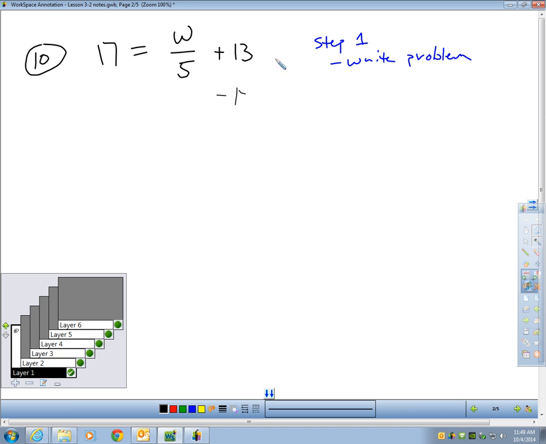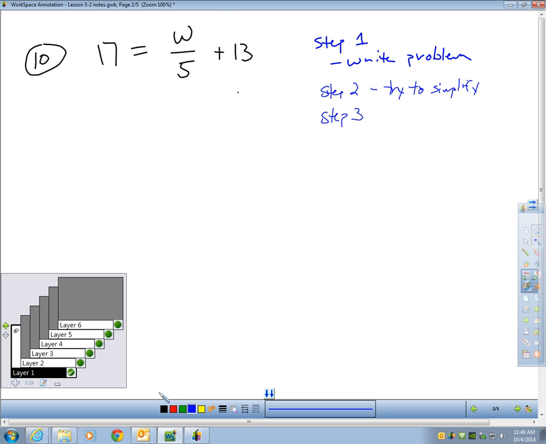And I forgot to remind you, step 2, remember, we should always try to simplify. Let me try to do that before I continue here. I can't add W over 5 plus 13 and 17. So, okay, I tried to simplify. I can't. So now I can start peeling away my onion.